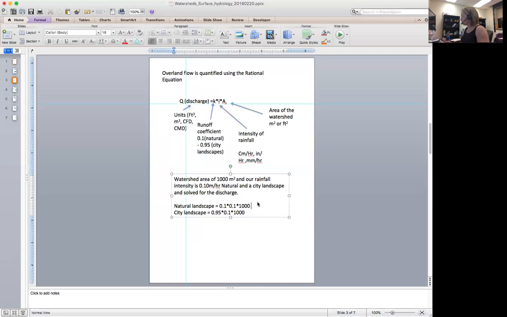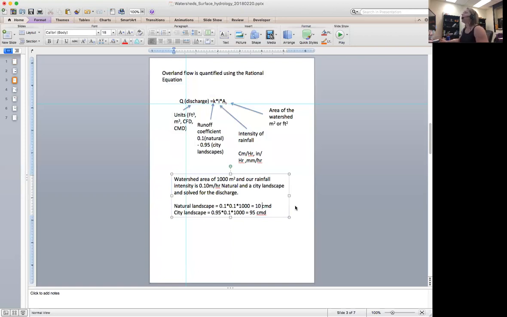So here we have about 10 cubic meters per day. And here we have 95 cubic meters per day. So that's a heck of a lot of difference between the amount of water being delivered to a stream.